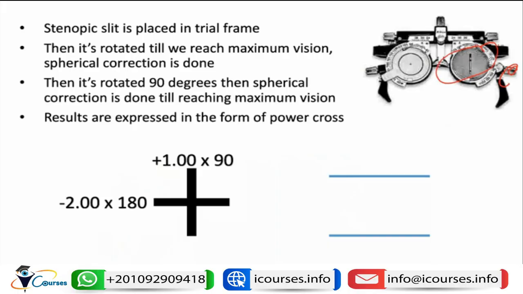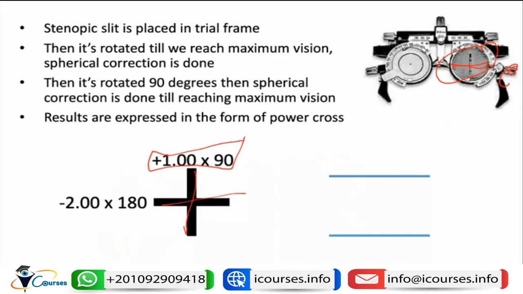Let's say that we now put a plus lens or a minus lens until we reach the best correction or the best vision, and the patient has the best vision with +1 axis 90. So we make what's called a power cross, putting the +1 axis 90 in the vertical position. Then we rotate the slit to the perpendicular. So if the patient has one position which is clearer at 90, then we rotate the slit 90 degrees, so it will be at 180.